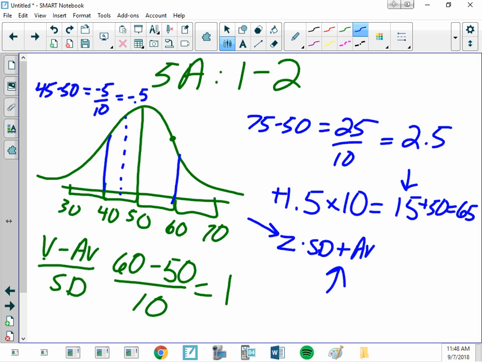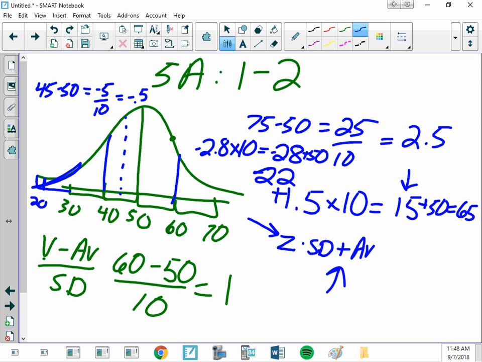And negative 2.8. Negative 2.8 times 10 is negative 28. Add the 50 to that, and I get positive 22. How likely is a score of 22? It's pretty small, right? There aren't many people that far away from the average.